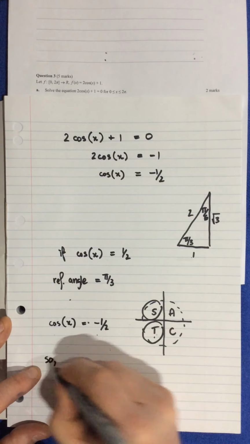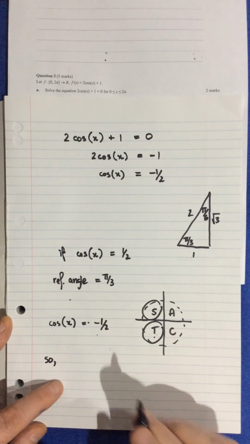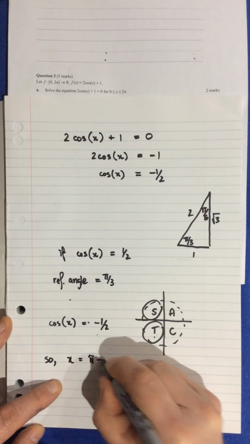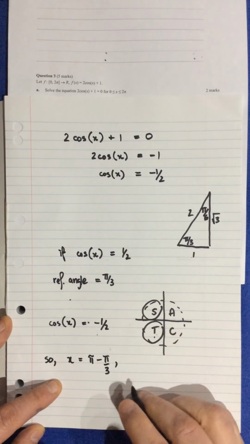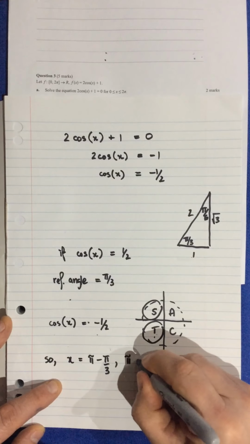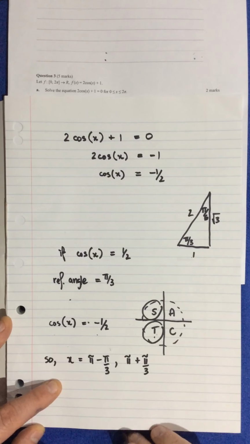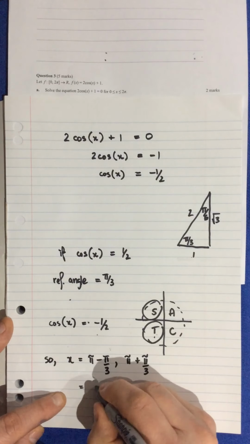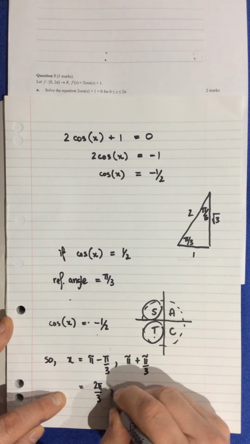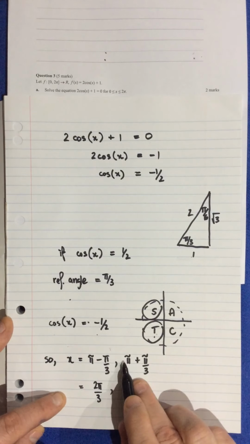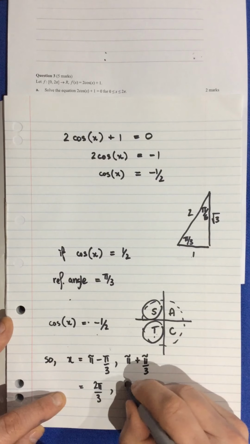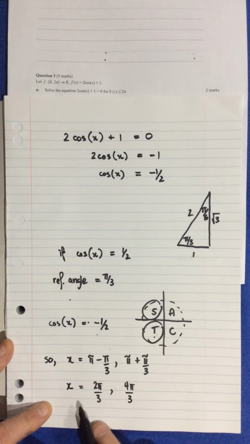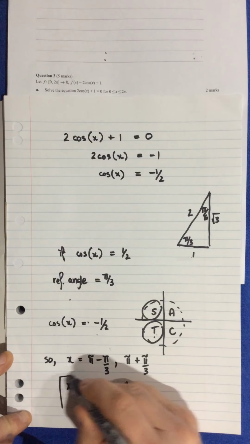So my solutions are going to be not pi on 3, but in the second quadrant, that would be pi minus pi on 3. And in the third quadrant, that would be pi plus pi on 3. So pi minus pi on 3 is 3 pi minus pi on 3, so 2 pi on 3. And this one's going to be 3 pi plus pi on 3, so that's going to be 4 pi on 3. So my solutions are x equals 2 pi on 3 and 4 pi on 3.